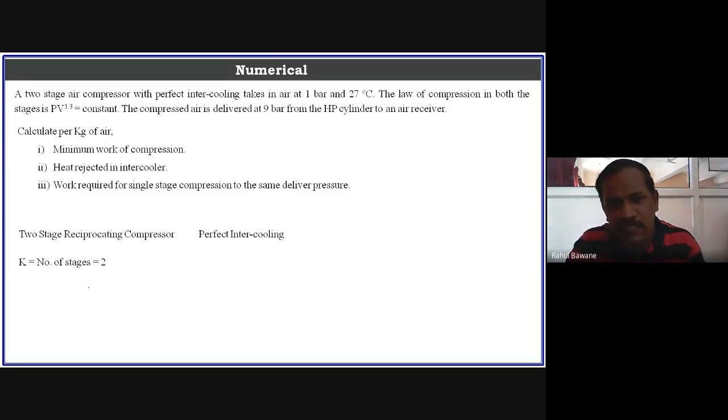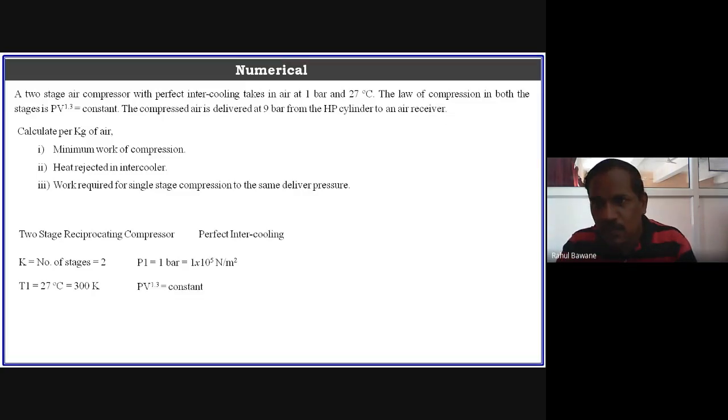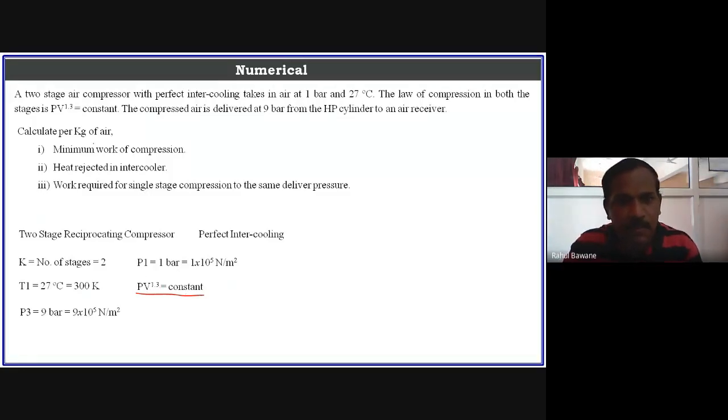So it is a pressure P1, suction pressure 1 bar, convert into Newton per meter square, at 27 degrees centigrade. So T1 is 27, it is equivalent to 300 Kelvin. The law of compression in both the stages is PV raised to the power 1.3 equals constant. What does it mean? It means it is a polytropic compression and the compression index is 1.3. That means the n value is 1.3.